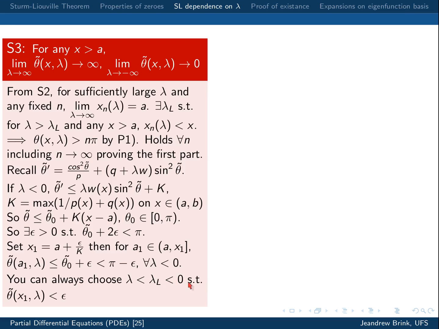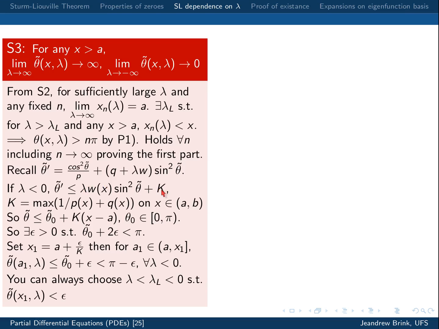such that we force theta tilde at x1 lambda, so at the end of this domain, to be less than epsilon. And the reason we can always do that is, look here, if lambda is negative enough, this thing is very, very negative, big enough negative so that it's going to cancel out the contribution of k. And that's basically what we're going to construct.